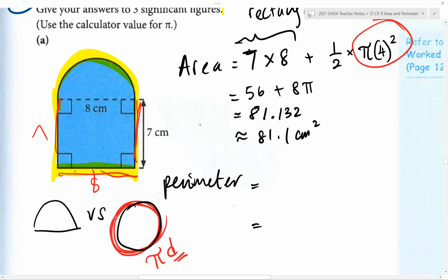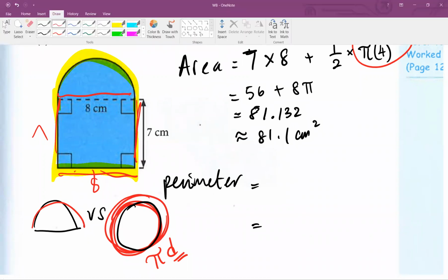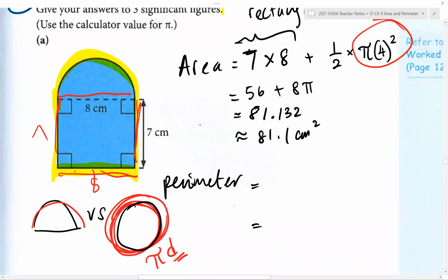What does d stand for? Diameter. What is the diameter over here? 8. So if I have the whole thing, I only want half of it, what should I do? I don't want the whole thing, I only want half over here. Then how? Divide by what? Wait. Pi d is the whole thing.